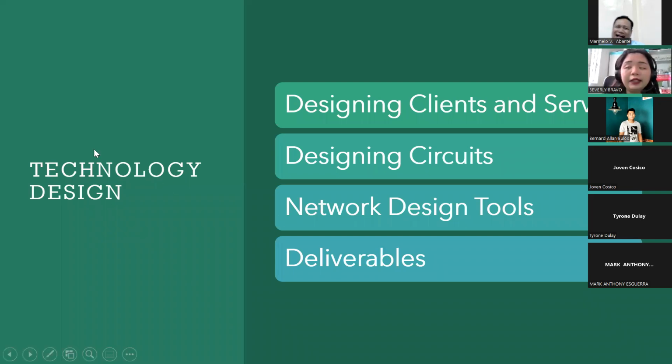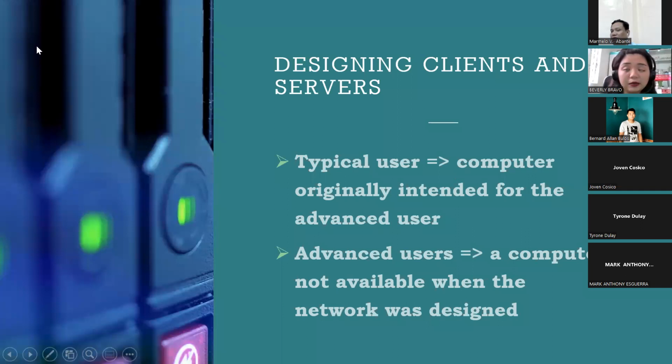Okay, so now that we know the needs of each stakeholder, we have to actually create the technology design. In the technology design, we'll break that down into distinct parts. First is designing clients and servers. Second is designing circuits. Third, network design tools. It's only up to three. But we'll also discuss the deliverables.